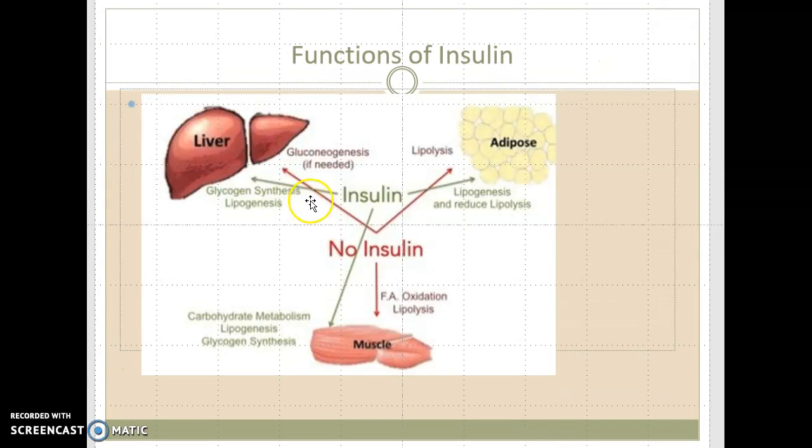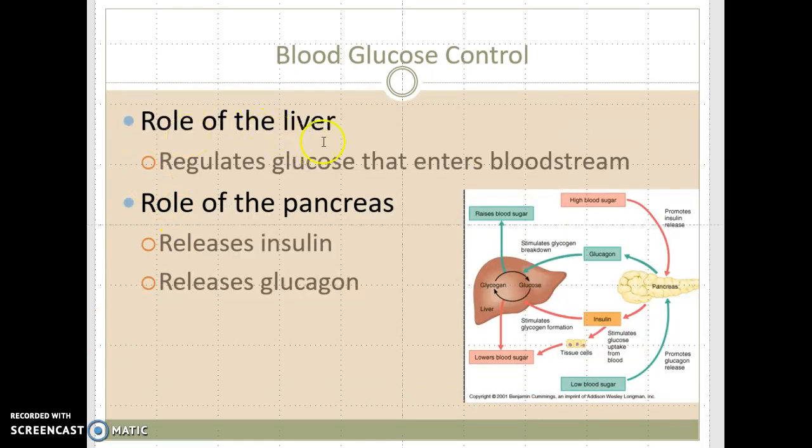And then insulin, as we mentioned, takes the blood glucose and stores it in the liver, and it forms it as glycogen or even as fat. Lipogenesis means making fat because you have plenty of glucose, and then it forms adipose tissue or fat cells as storage. So blood glucose control is regulated by the liver and the pancreas because the hormones are released from the pancreas to regulate this.